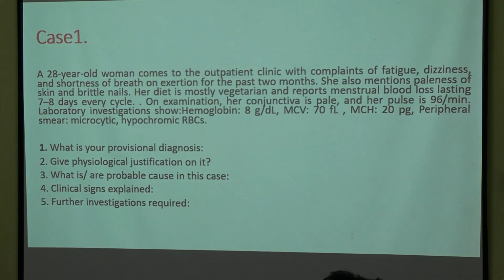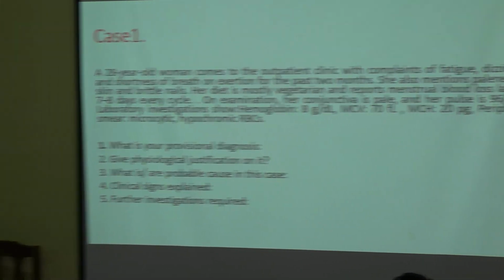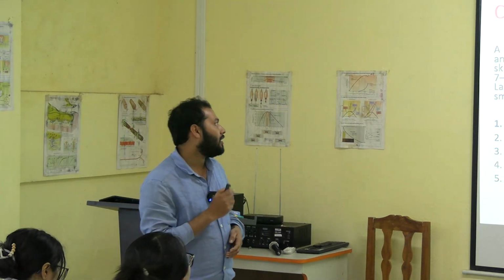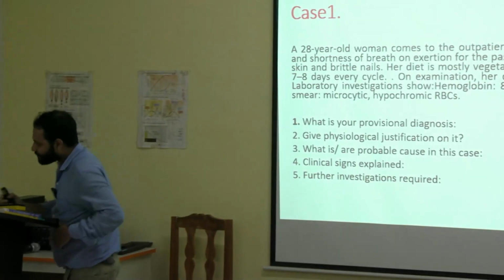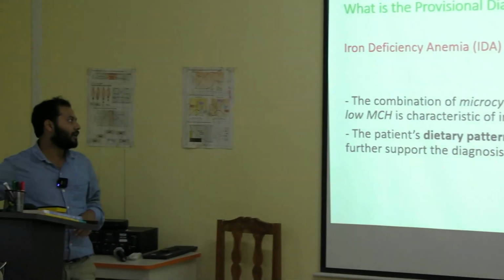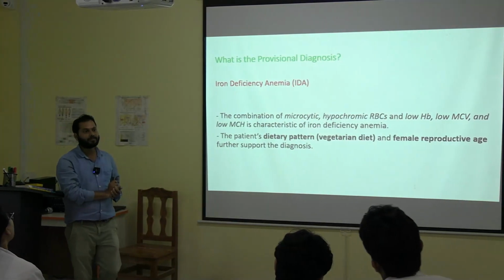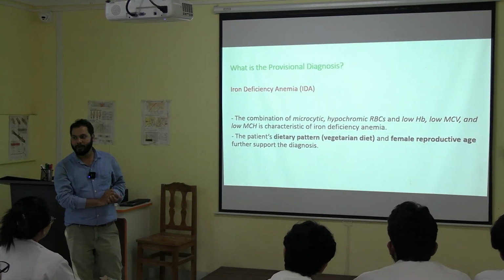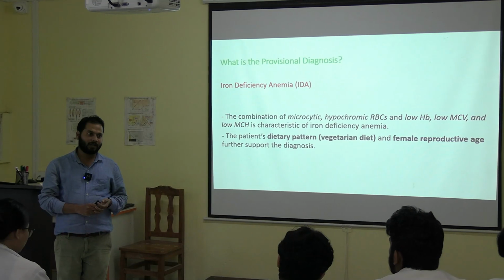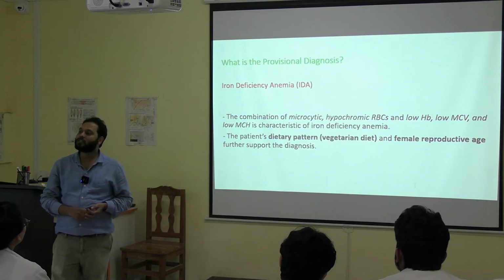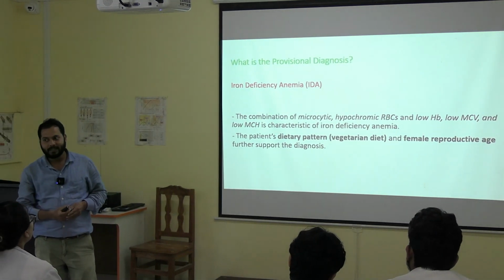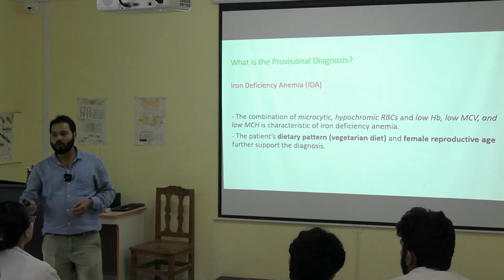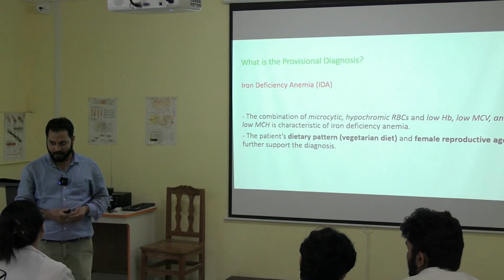Okay. Now let me explain. Yes, you are a little bit correct. Now see what is our provisional diagnosis. It is anemia. It is a type of anemia. What type? Now, why is it called iron deficiency? Why? Hemoglobin is low, so iron level is also less.